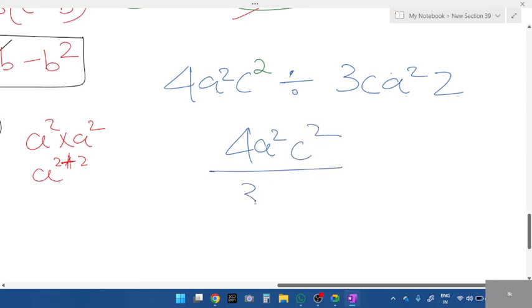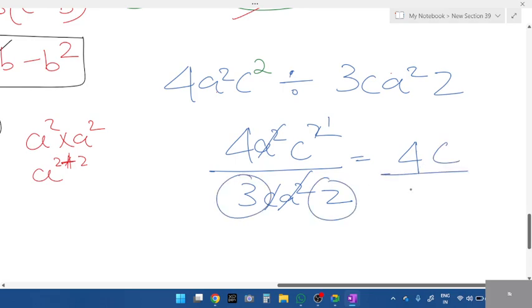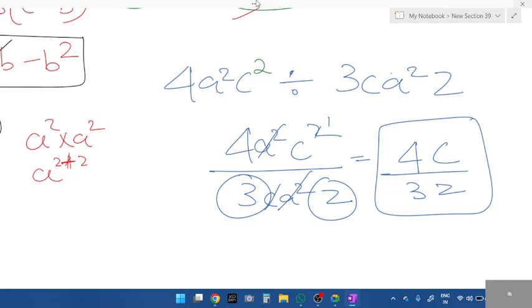If I divide this like this, 3 and 4 doesn't get cancelled. It remains as it is. A square gets cancelled. How many times c gets cancelled? Once. So numerator, what is left? 4c. Denominator, what is left? 3z. Just write as it is, wherever the positions are there. We'll be using all this concept next. 4c divided by 3z. Understood?